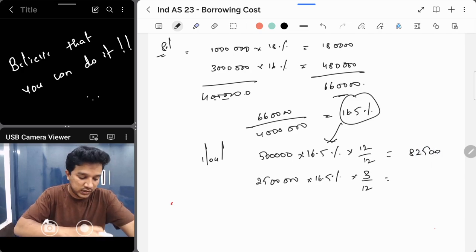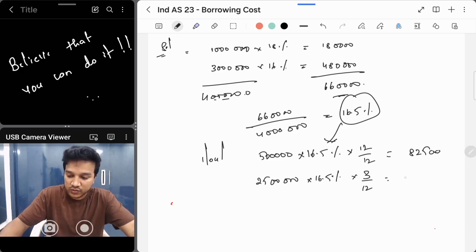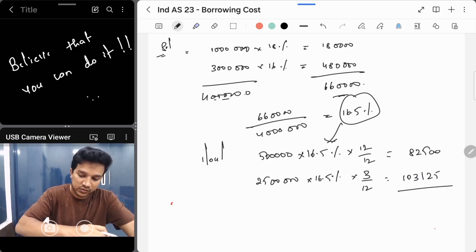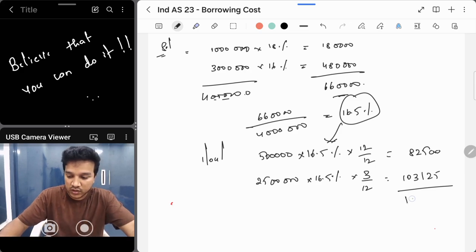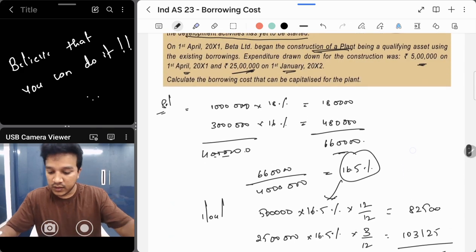25 lakhs into 16.5% into 3 divided by 12. Wow. ये राउंड फिगर नहीं आया तो वो एक कन्फ्यूजन. 3 divided by 12, which comes to 103,125 plus 82,500. So this is the total borrowing cost that you need to capitalize. Okay, 625. ठीक है.